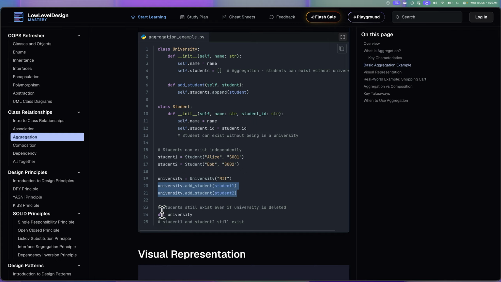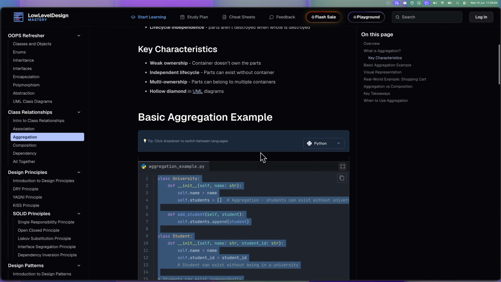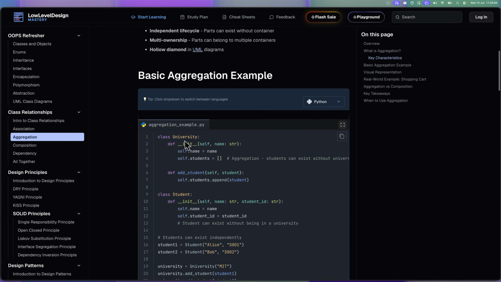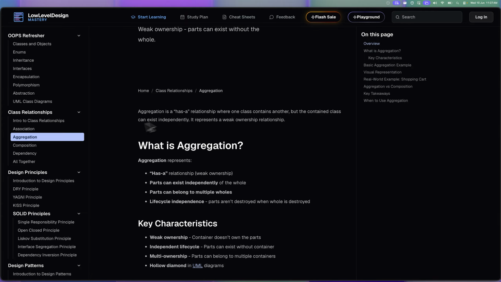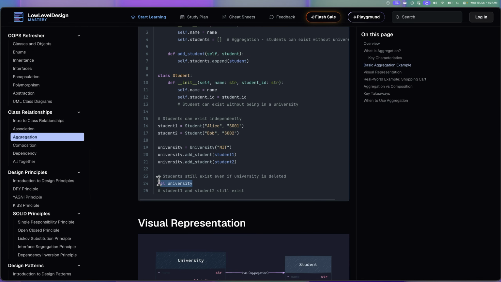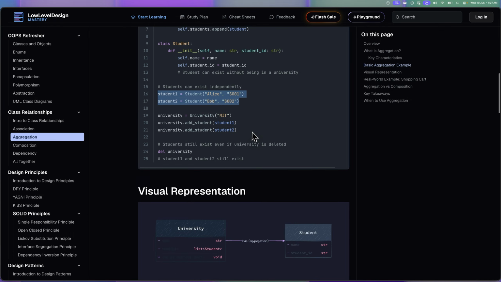Even if you delete the university object that you created earlier, student 1 and student 2 still exist, right? So this is the perfect example of our definition. One class contains another: the university class contains the student class. But the content class can exist independently. Even if you delete the object of this main class, individual students can exist independently. So this is what aggregation says.